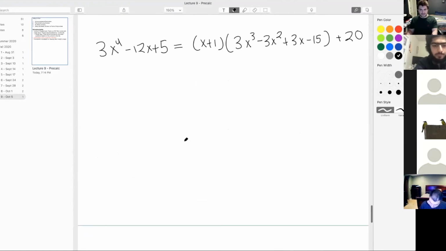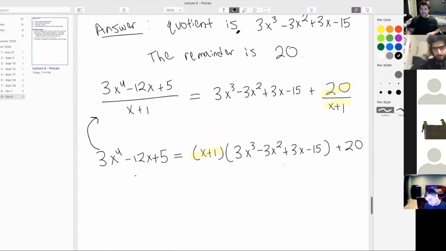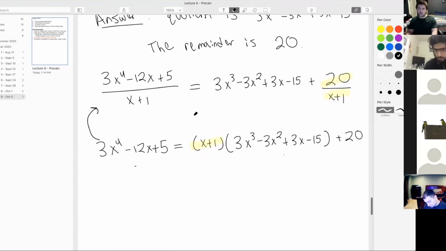So this is from the division, and you obtain this by dividing both sides of this equation by x plus 1. You see how the x plus 1 here would cancel, but you introduce a 20 over x plus 1. That's how you get it. But it would still be the same answer, though. Yes, these are equivalent equations. These are exactly the same.